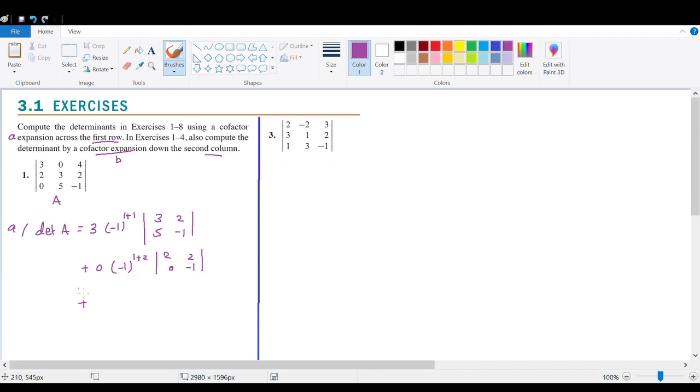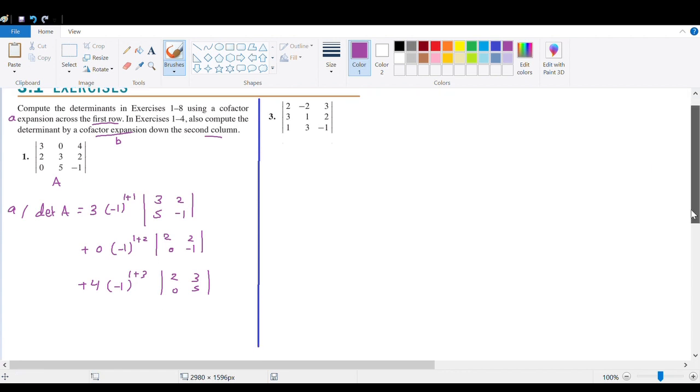Then plus, we go next. Here we have 4 multiplied by -1 to the power of 1 plus 3, since 4 is in the first row, third column. Then the determinant of the matrix when we cross this out, so we have 2, 3, 0, 5.